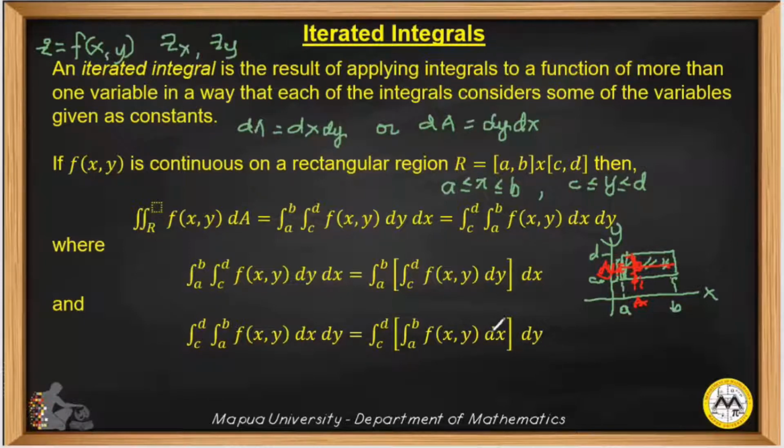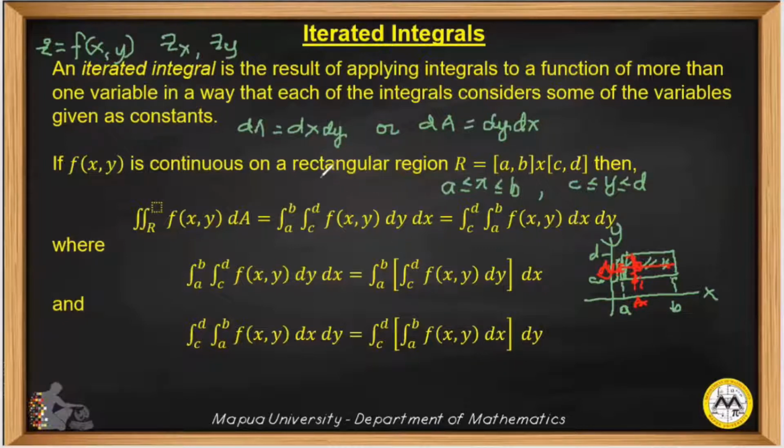Now, we have to take note that when performing the inner integral, like here in y, the other variable x is temporarily held as constant. On the other hand, if we evaluate the integral where the order is dx dy, the inner integral is evaluated in x and y is temporarily held as constant. So that is what we do when we evaluate an iterated integral.